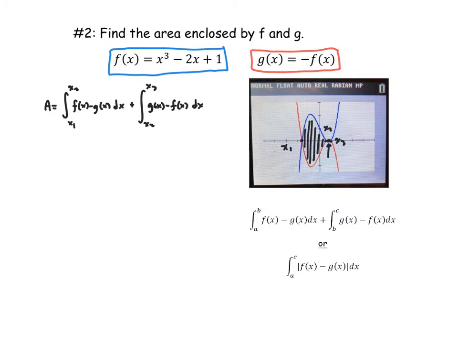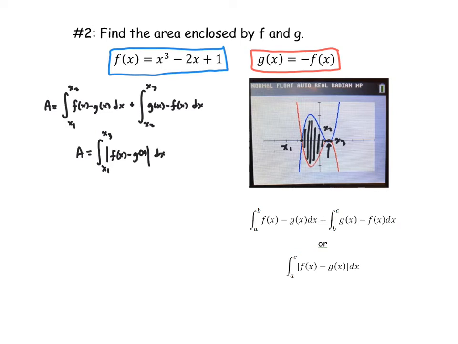Okay, now another way that you could visualize this would be, of course, using the absolute value, from x1 to x3 of the absolute value, and you could go with either g of x minus f of x or f of x minus g of x. It does not matter. So f of x minus g of x dx. Okay, that would get you the same answer.